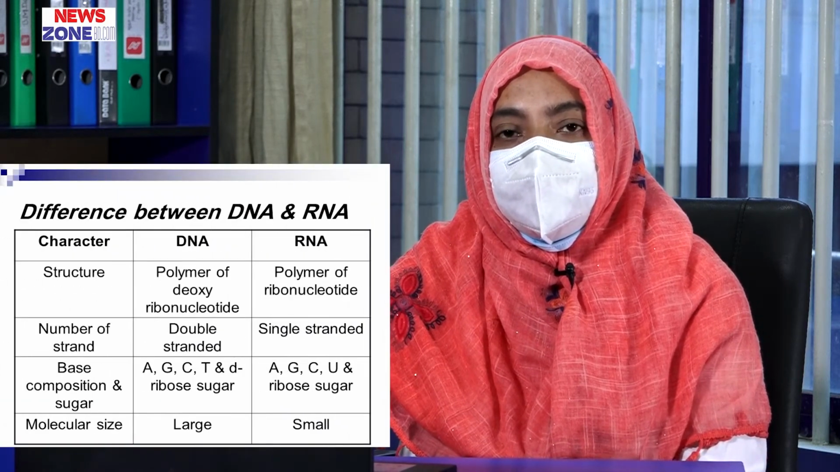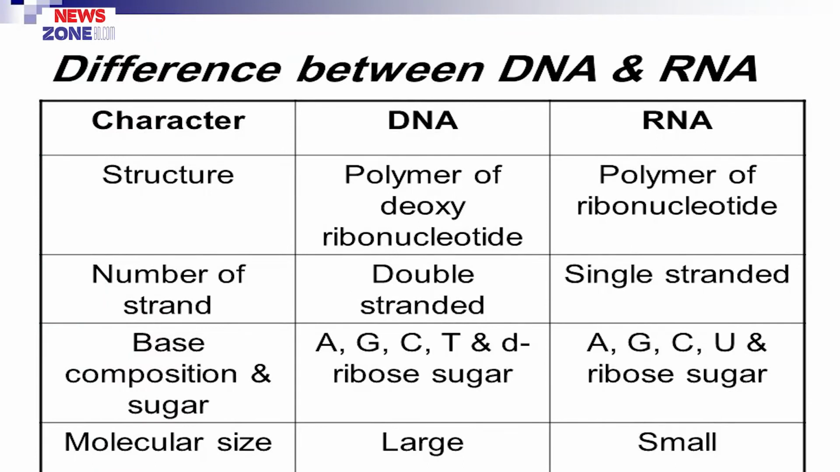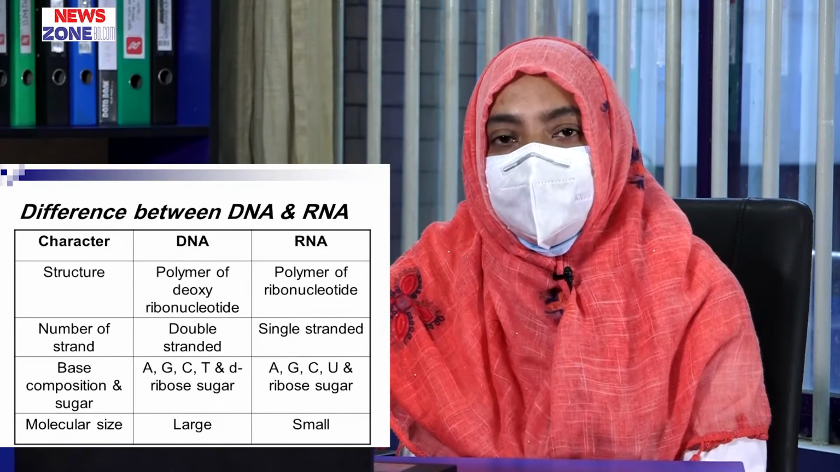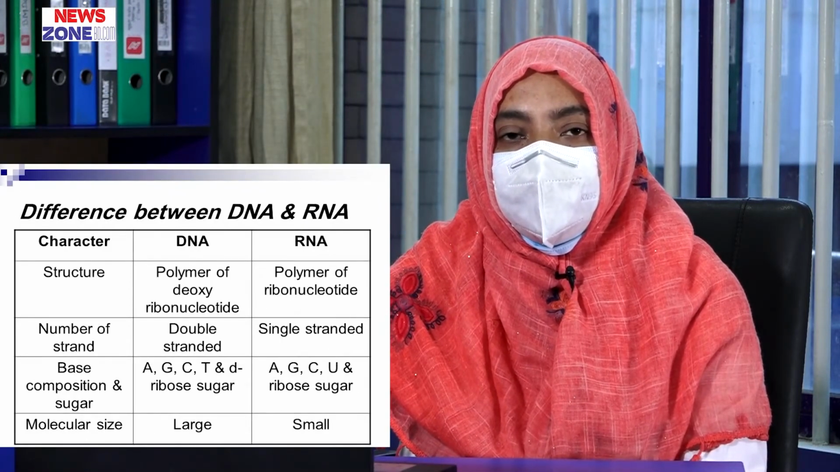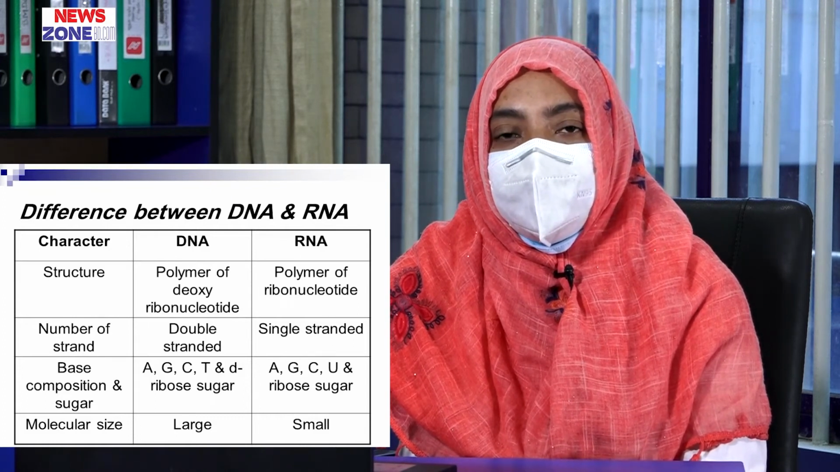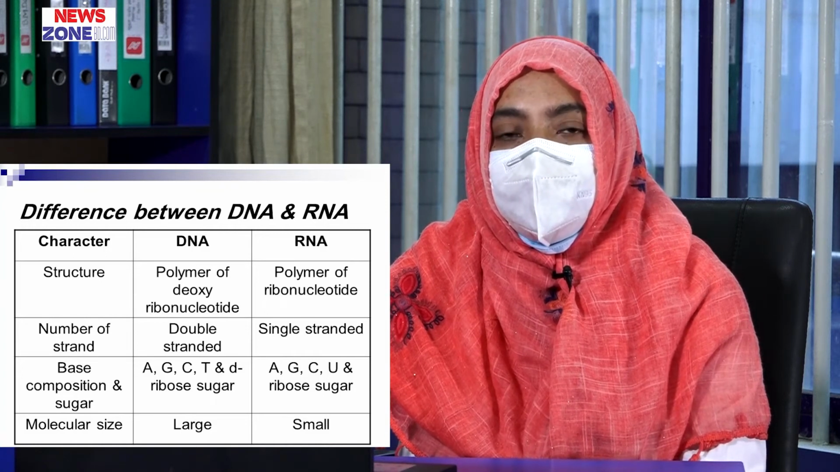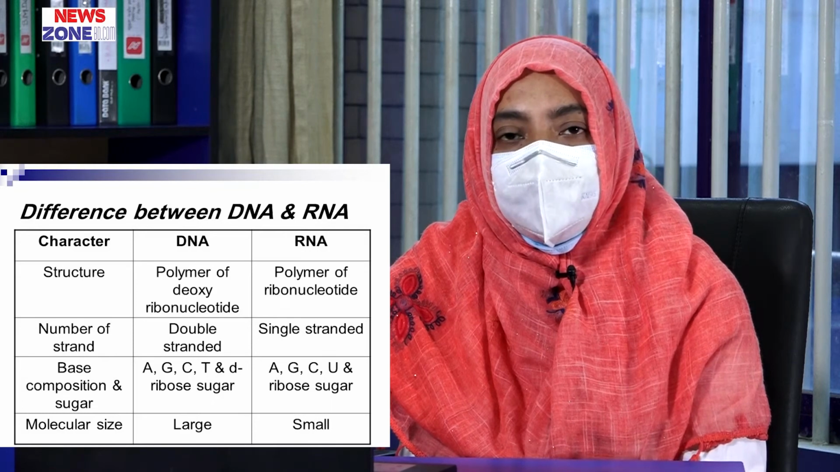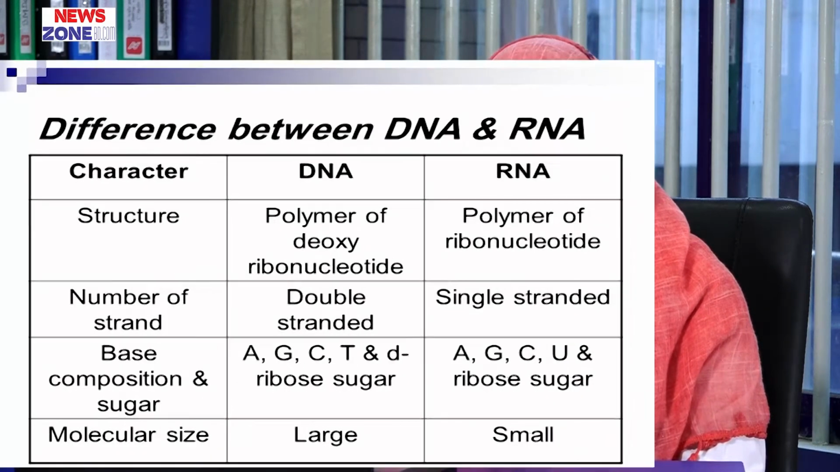Now come the differences between deoxyribonucleic acid or DNA and ribonucleic acid or RNA. First, structure. DNA is a polymer of deoxyribonucleotides and RNA is a polymer of ribonucleotides. Then number of strands, DNA is double stranded and RNA is single stranded. Now come the base composition and sugar. DNA contains adenine, guanine, cytosine and thymine bases and deoxyribose sugar, and RNA contains adenine, guanine, cytosine and uracil bases and ribose as a pentose sugar.